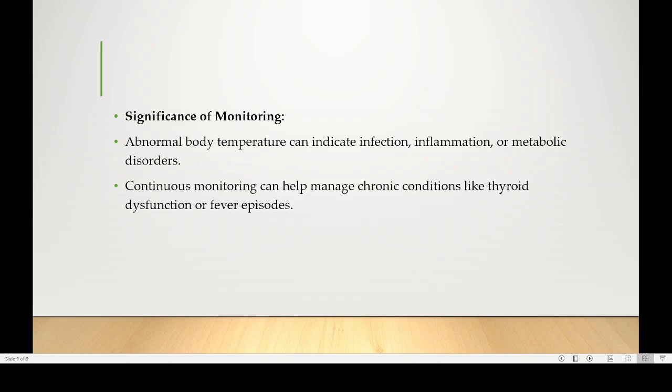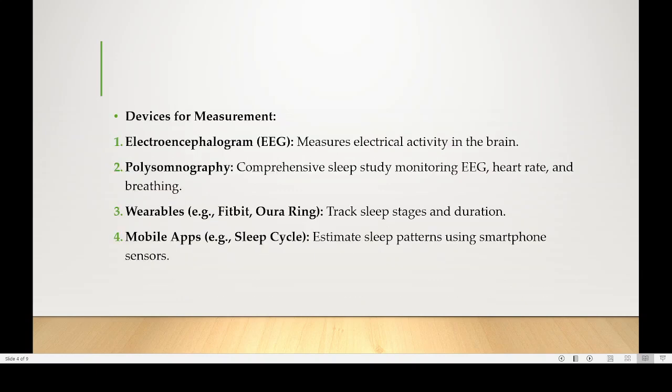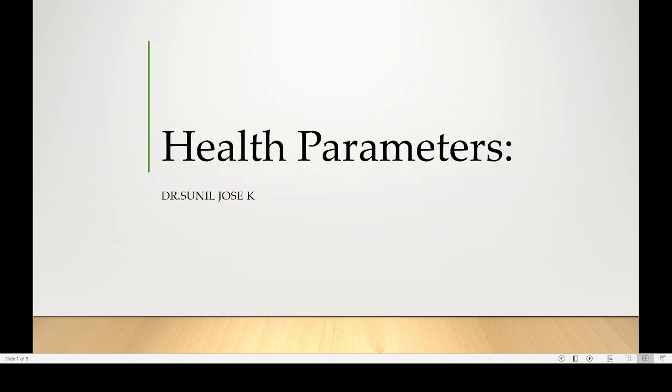So this way, there are different types of health parameters. We have only studied body temperature, pulse, focus, brain and blood pressure. In our next class, we have to study two more ideas: ECG, cardiac fitness, stress, hematological parameters and BMI, about which we will study in our next class.